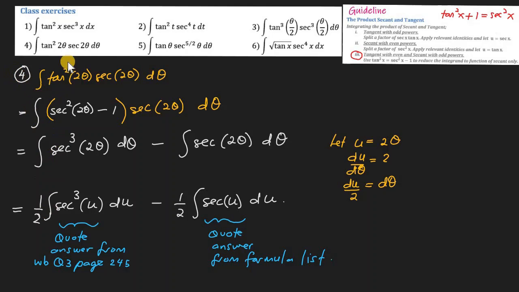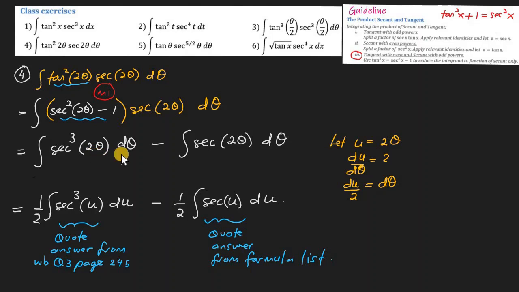Like question number 4. As we analyze it, this is tangent even power and secant odd power. So this is like case number 3. It says here you are supposed to use tangent square as secant square minus 1. So what happened there? We replace our tangent square using the identity. Okay, so we start with that, and then change everything into secant. So we are left with here.